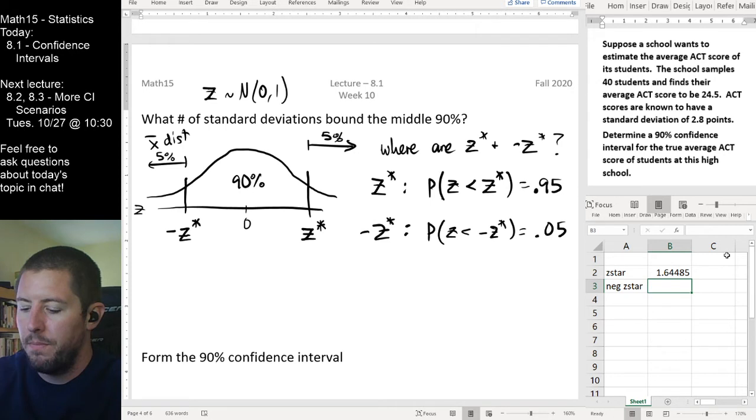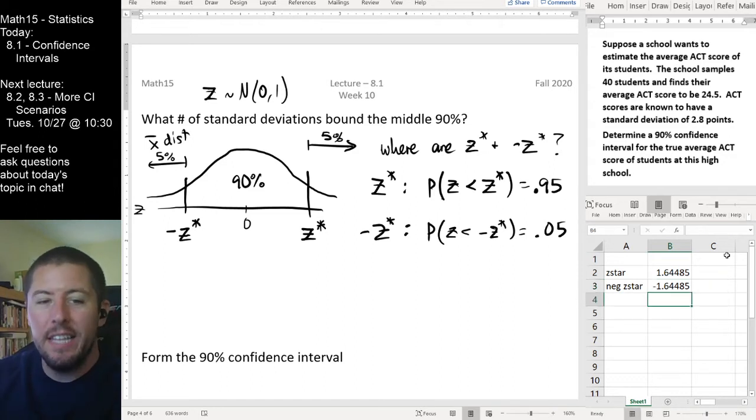Let's do the same thing real quick for negative z star just to verify that we are going to get these symmetric answers right here. If I do norm.inv, my probability now is 0.05 because only 5% of the area is to the left of negative z star. Our average is still 0, standard deviation is still 1. And notice we're getting the exact same number, but just the negative version of it right there.